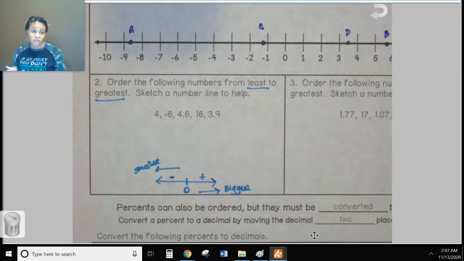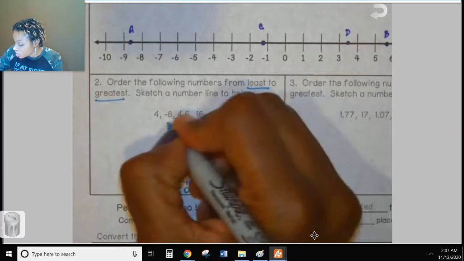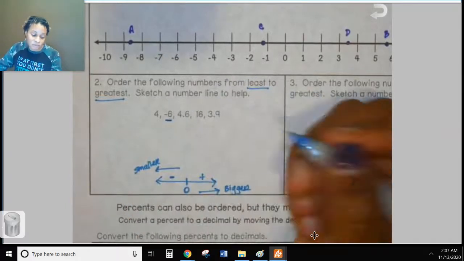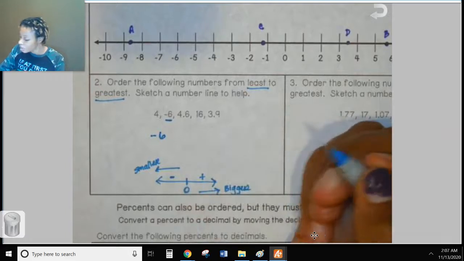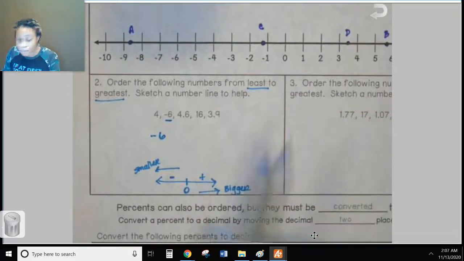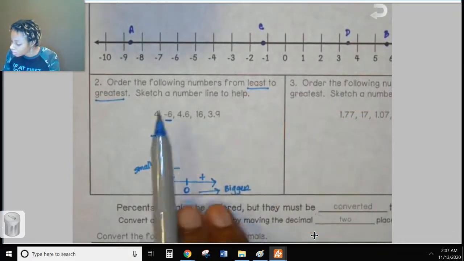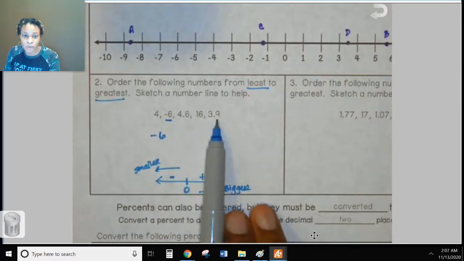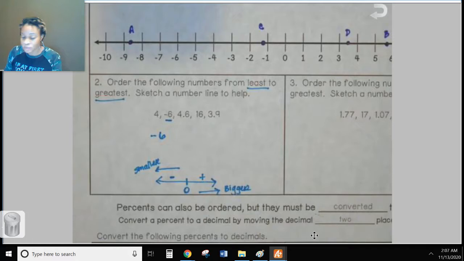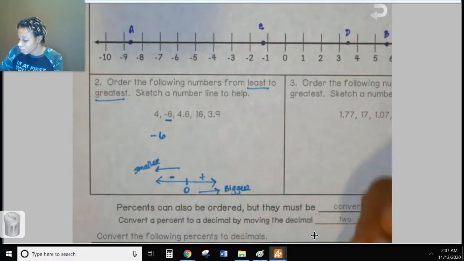One of the strategies that I like to use when I have to order numbers is, if I'm doing least to greatest, I always look for what's negative. If we look in our list, I see there's only one negative, -6. So I know that's going to be my first number. Then after that, I start looking at my positives. I see 4, 4.6, 16, 3.9. Well, 16 is our biggest, so I know that's going to be my last number.